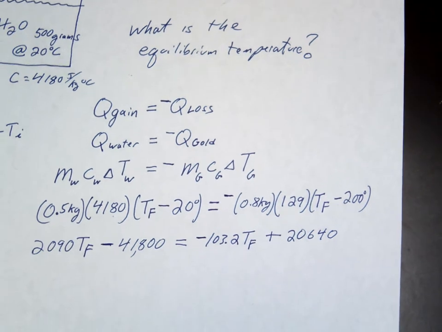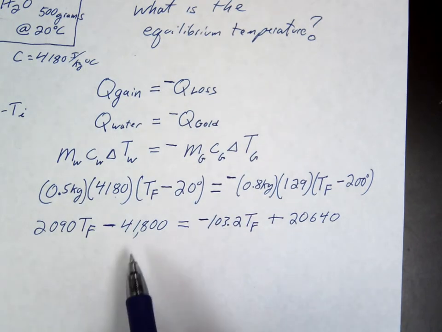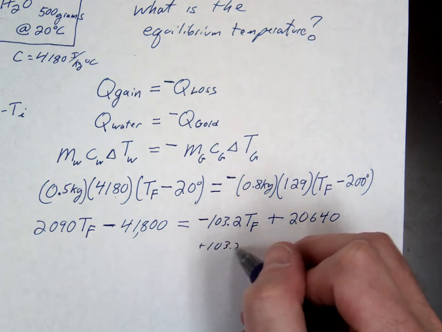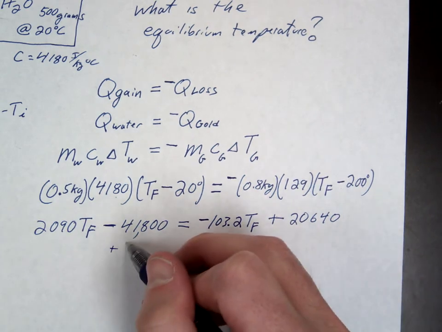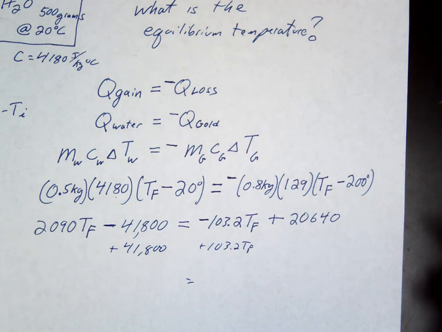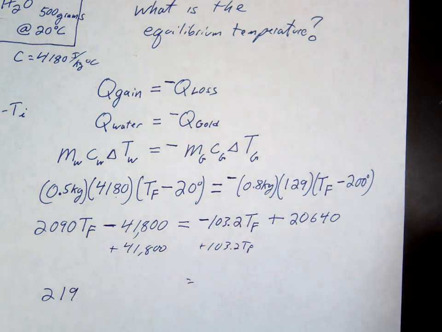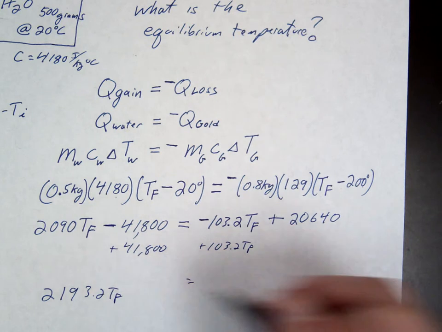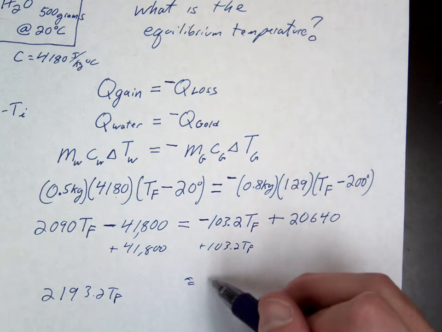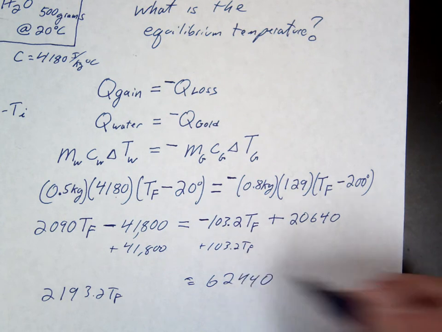Okay, looks good. Let's finish up the algebra here. Get all the TFs on one side, and all the non-TFs on the other side. So we'll be adding 103.2 TF to both sides. We'll be adding 41.8 to both sides. So that's 2193.2 TF, which should equal 62440.